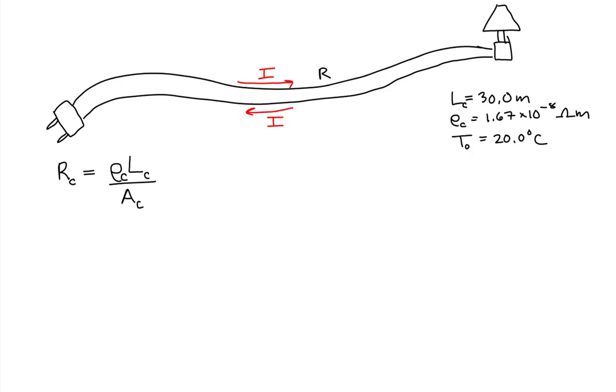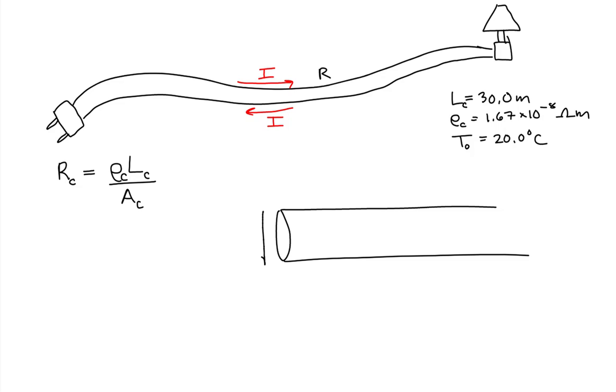Well, we are given the diameter of each of these copper wires. So the diameter of a copper wire in our extension cord is equal to 0.912 millimeters.